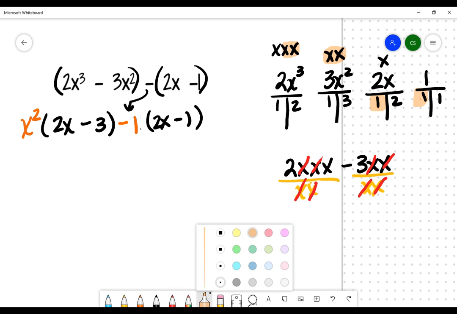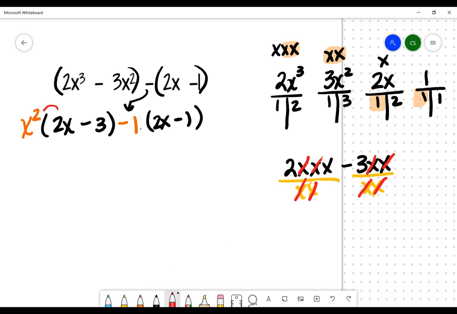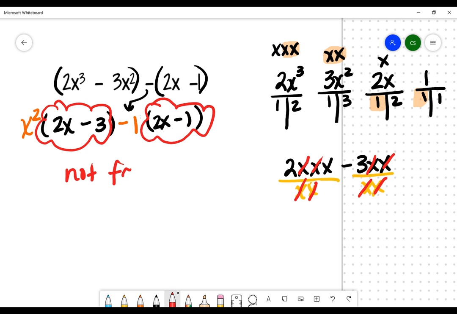The question is, do I have a set of twins? I don't. I have no common factor because these are not the same. Therefore, it's not factorable. And we call that prime.